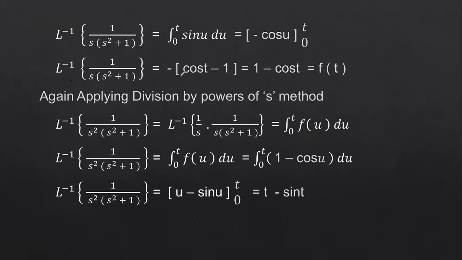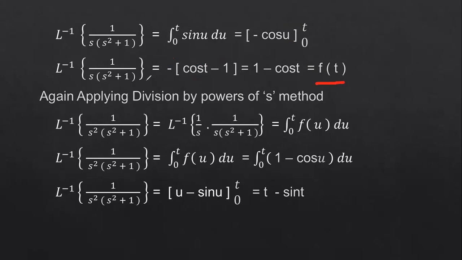If you take the minus outside, substitute the upper limit in u and also the lower limit in u. You get cos t minus cos 0. Cos 0 value is 1. So you apply this minus sign internally, then these two terms will get interchanged, then you will get 1 minus cos t. So this is your f of t value.